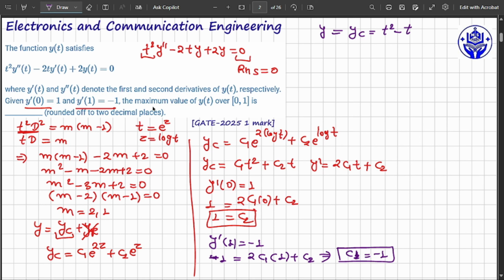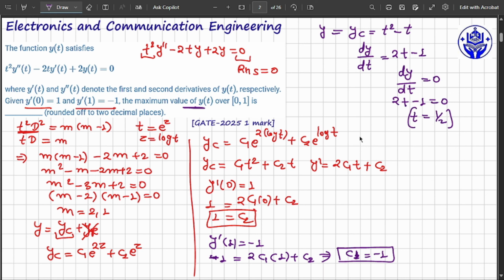Now it is asking for the maximum value of this solution. How can we find the maximum value? If we have this solution y equals t square minus t, then differentiating, dy by dt equals 2t minus 1. First I will find the critical point. I put dy by dt equals 0, so 2t minus 1 equals 0, then t equals 1 by 2 is the critical point.